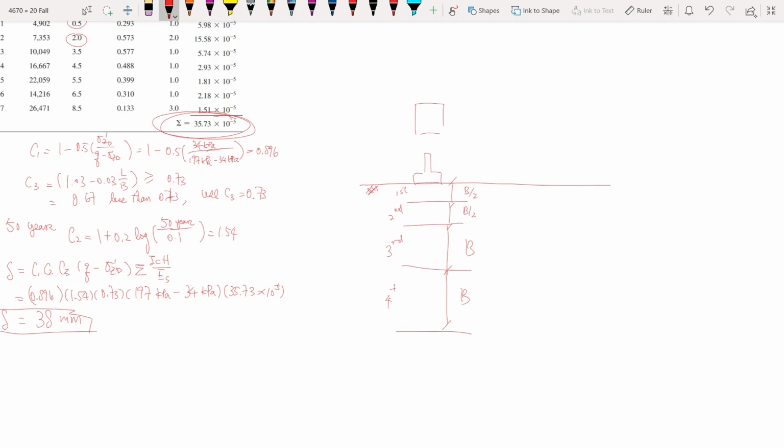Remember, we do this because we assume the whole soil stratum is homogeneous. So we try to simplify our problem here, and just look at consistent soil from the ground to a depth of 3B. B is the width of the foundation, by the way. So it depends on the geometry of the foundation.